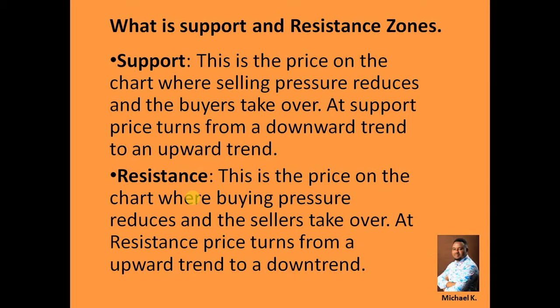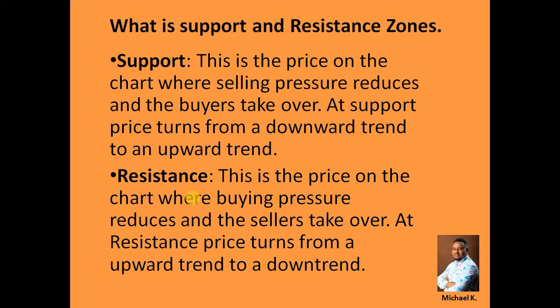A support is the price on the chart where selling pressure reduces and the buyers take over. At support, price turns from a downward trend to an upward trend. Resistance is the price on the chart where buying pressure reduces and the sellers take over. At the resistance, price turns from an upward trend to a downward trend.